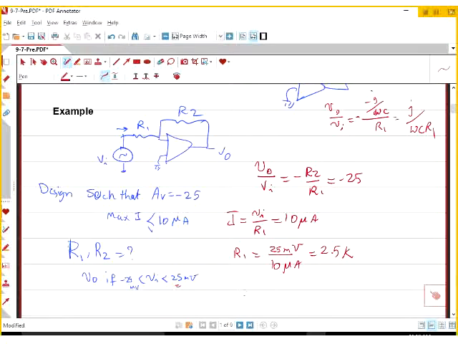Your R2 has to be gain multiplied by 2.5, which is 25 times this, and this is 62.5K.